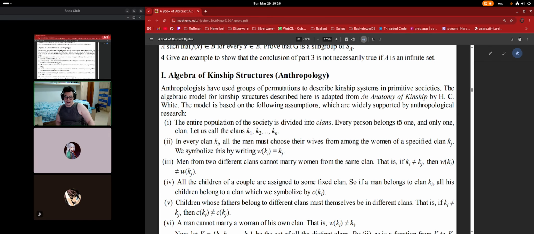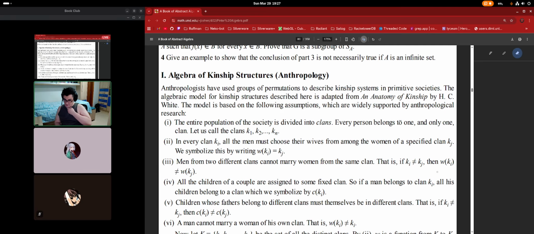There is a fundamental criterion here. In every clan Ki, all men must choose their wives from among the women of a specified clan Kj. We symbolize this by writing that the wife function W of a Ki husband is equal to her clan. Men from two different clans cannot marry women from the same clan. That is, if those two are not the same, then the wives are not the same. Oh, that's just saying that W is injective, right?